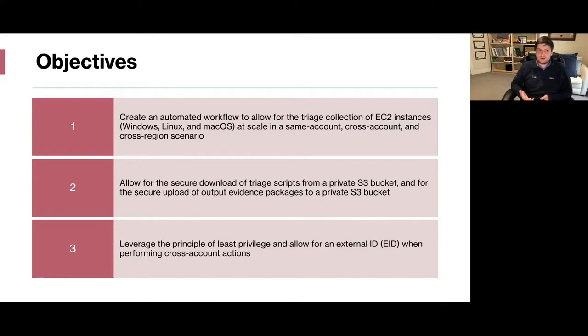That'd be a lot of overhead if I needed every single instance in my environment to be able to read from one bucket and write to another bucket, via an instance profile. That was an objective. And lastly, keeping the principle of least privilege in mind, following best practices when it comes to a highly available solution, and then leveraging an external ID or an EID when performing cross-account actions. So these were the three objectives when we were in the early design stages of the solution.